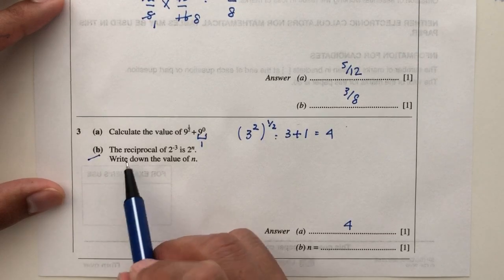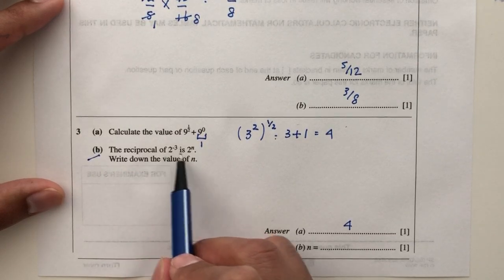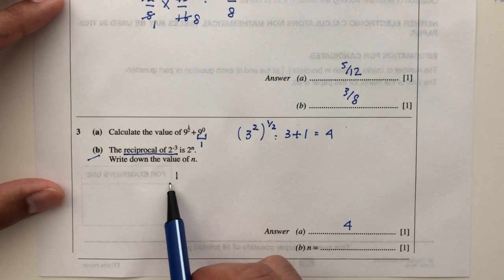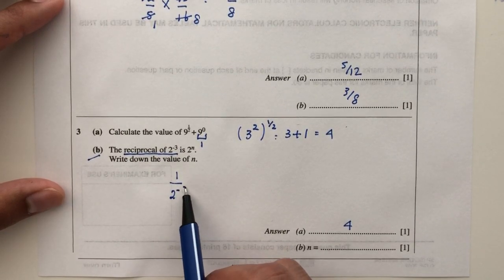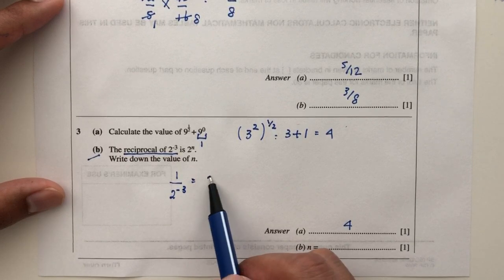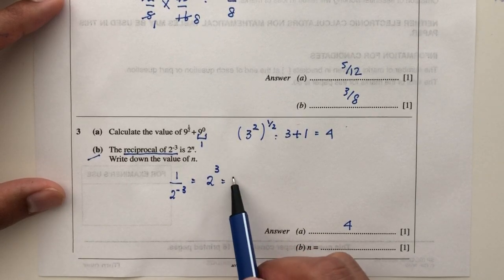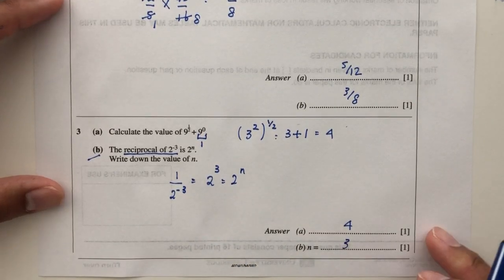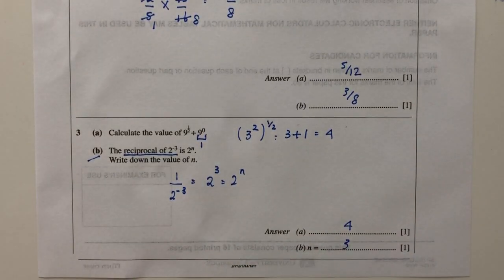Now part B, the reciprocal of this is 2n. So what is the reciprocal of this? It is basically 1 over this is equal to 2, this is equal to 2n. So n is equal to 3. That is question number 3.